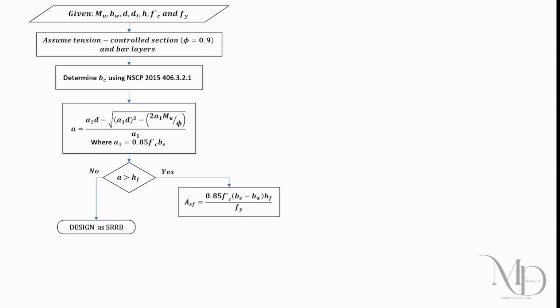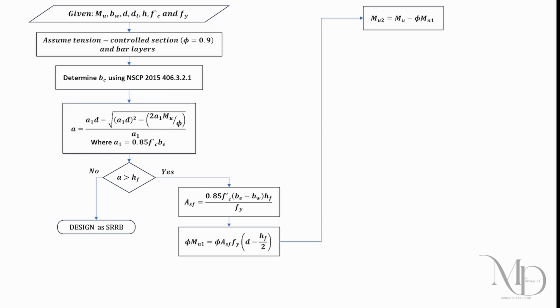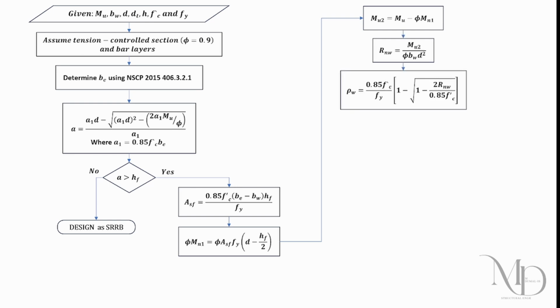We first compute for a portion of the area of reinforcement, Asf, that will compensate for the slab overhang using a derived formula as shown, followed by the computation of the portion of the capacity, Mn1. The other portion, Mu2, is computed by subtracting phi Mn1 from the ultimate external moment, followed by solving Rnw from Mu2 and ρw using the value of Rnw. ρw will be used to solve the portion of the reinforcement proportional to the compression resistant of the web block. The total area of reinforcement can now be solved by adding Asf and Asw.